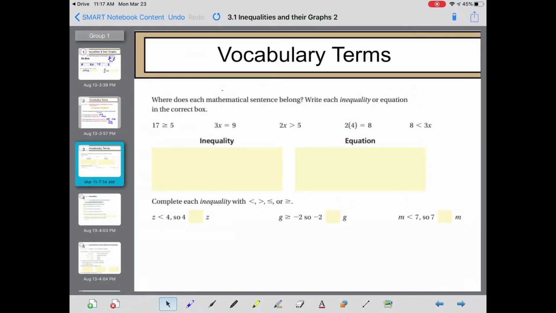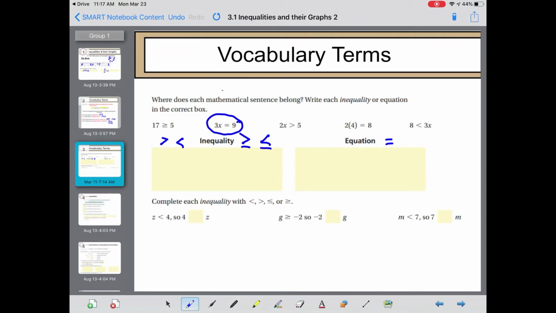We're going to use these vocabulary terms, and they give us 5 different mathematical sentences. We need to place them in the correct box, in the inequality box or the equation box. This is pretty straightforward. All you have to do is keep a lookout for your inequalities. So we have greater than, less than, greater than or equal to, less than or equal to. Equations only contain an equal sign. So that should make it pretty easy.